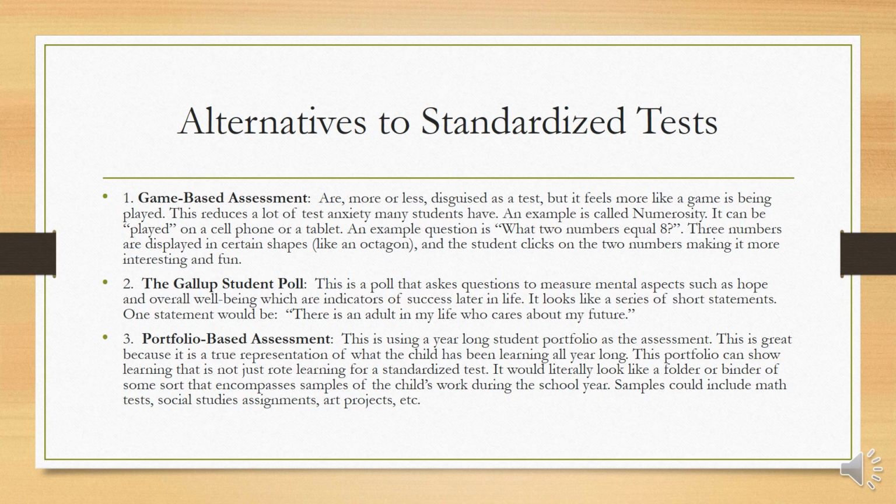Number two is called the Gallup Student Poll. This is a poll that asks questions, or really gives statements, to measure mental aspects such as hope and overall well-being, which are indicators of success later in life. We all need our mental health, right? It looks like a series of short statements. One statement would be, there is an adult in my life who cares about my future. And then they would rate that.